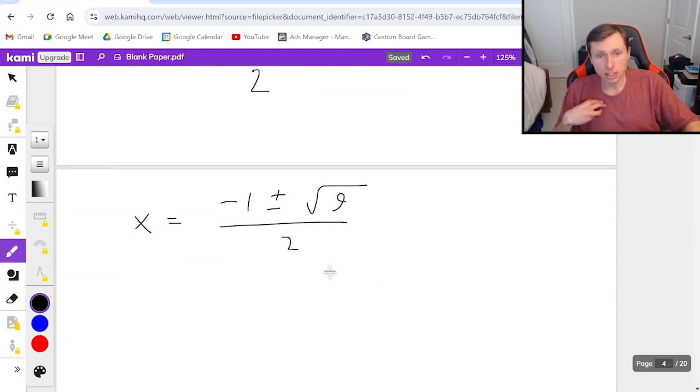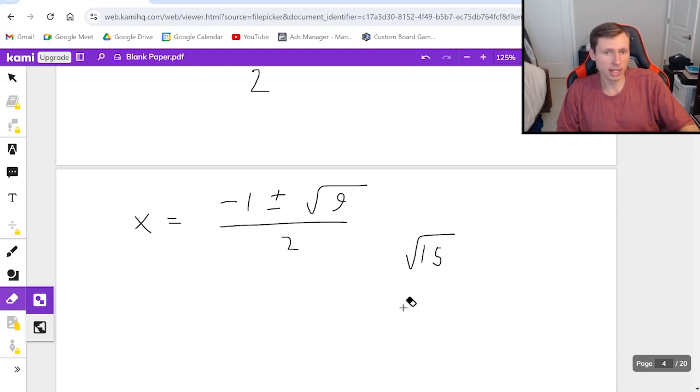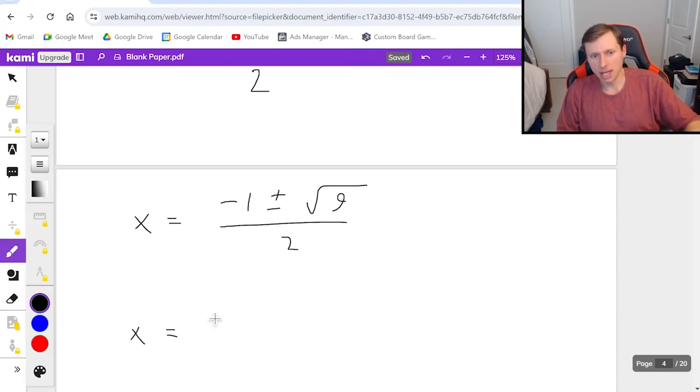If I did not know the square root of 9, like let's say it's a harder number, like square root of 15 or something, then I would just leave it as square root of 15. If your teacher wants a decimal, then fine, plug it in a calculator. But if we just want the normal answer, keep it as root 15 and that's fine. So in other words, it's going to be x equals -1 plus or minus 3, because that's the square root of 9, divided by 2.